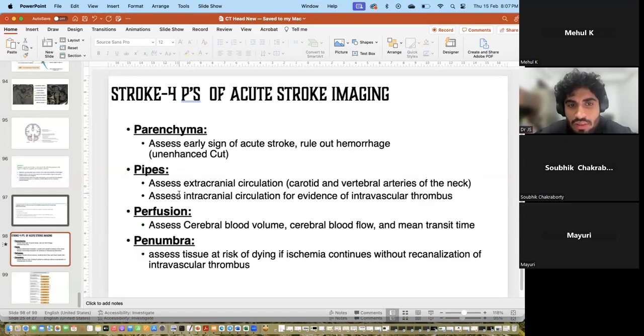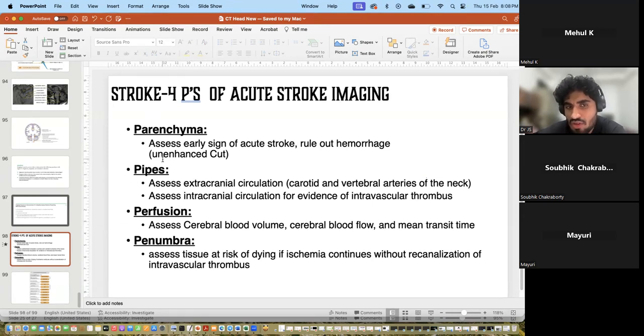So the four things you need to remember in acute stroke imaging: the mental model I have given for intracerebral bleed is that blood can be very bad. I will cover the bone part as well, but I'm just covering the parenchyma part of the non-trauma cases here. The four P's we look at in acute stroke, first, parenchyma: assess early signs of acute stroke and rule out hemorrhage on the unenhanced cut, that is the NCCT.